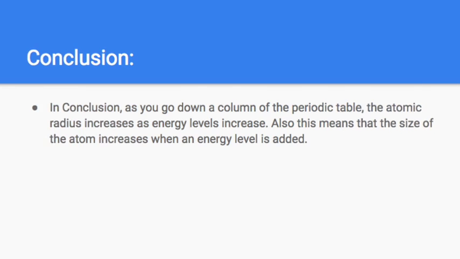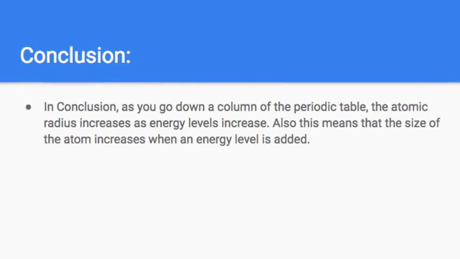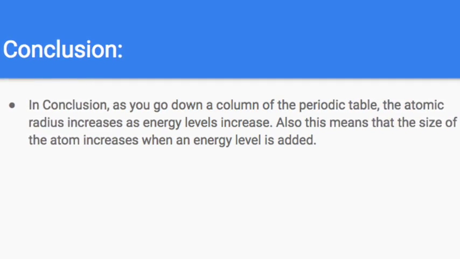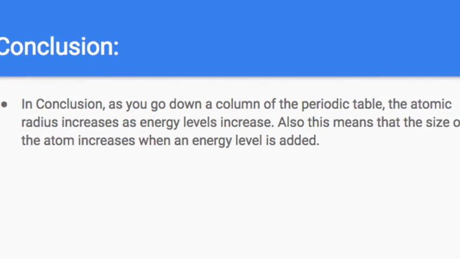In conclusion, as you go down a column of the periodic table, the atomic radius increases as the energy levels also increase. Also, this means that the size of the atom increases when the energy level is added.